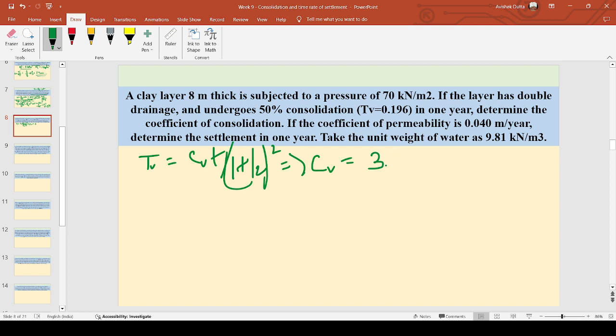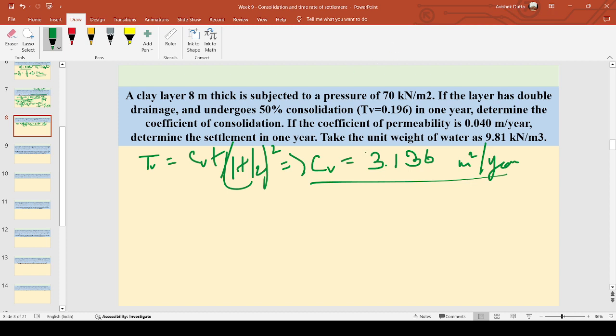What are you asked to find out? Determine the coefficient of consolidation. Yes, 3.136 meter square per year. You get around this, because TV is 0.196, time is 1 year, and H is 8. Okay, H is 8. So you'll be getting CV.